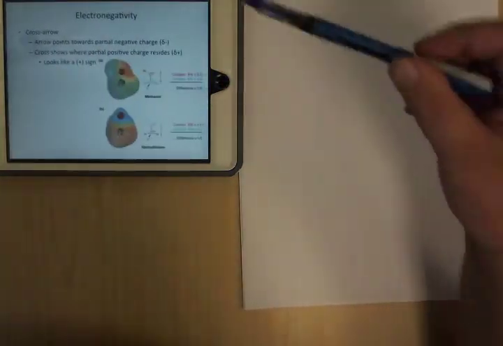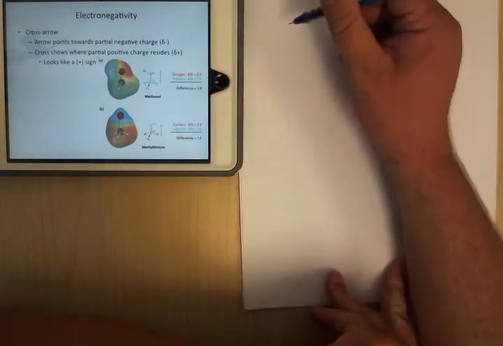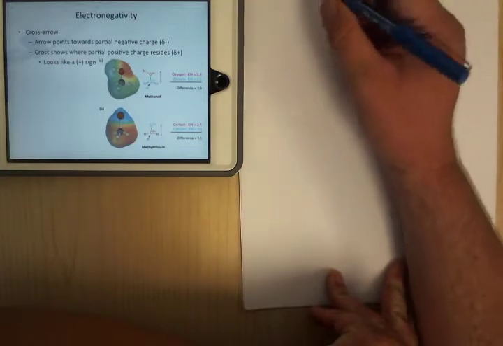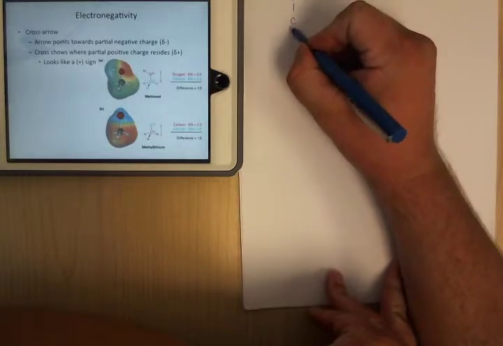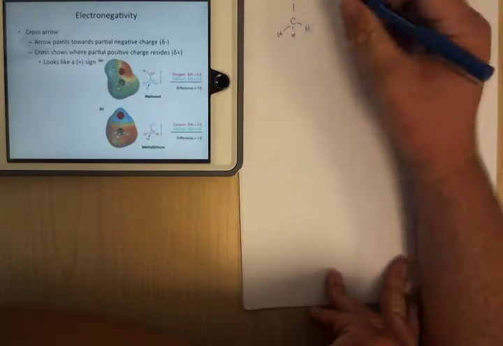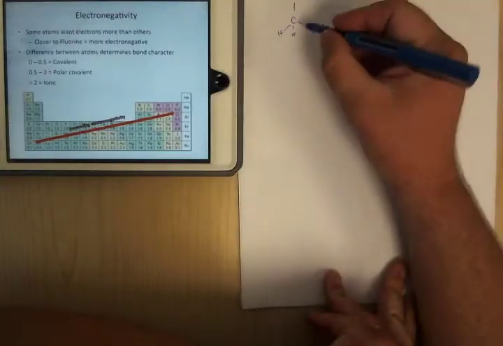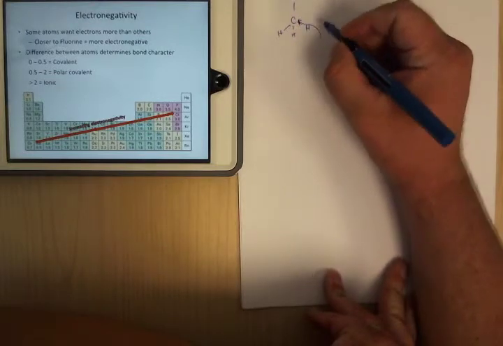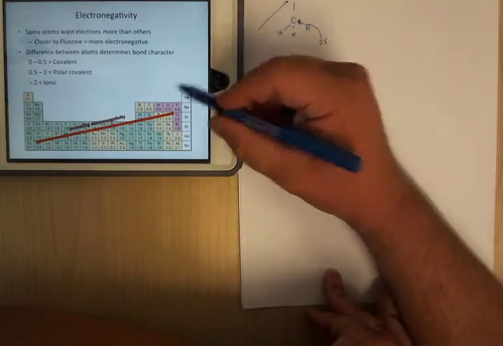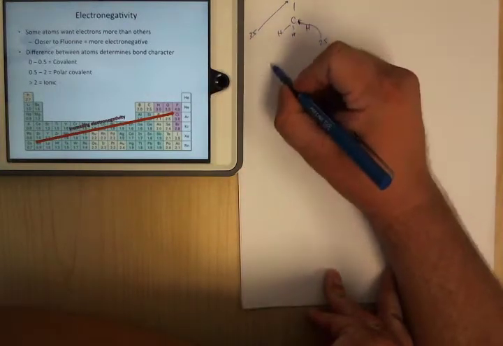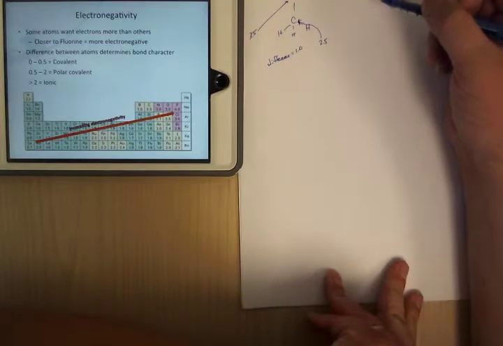The way that we denote this is with a special cross-hashed arrow. There's a couple of different ways to show which one is more negative. If you have methanol here, look between these two atoms. If you want to calculate it, the carbon is 2.5 and the oxygen is 3.5, so the difference is going to be 1.0, which puts it smack dab in the middle of the polar covalent bond range.